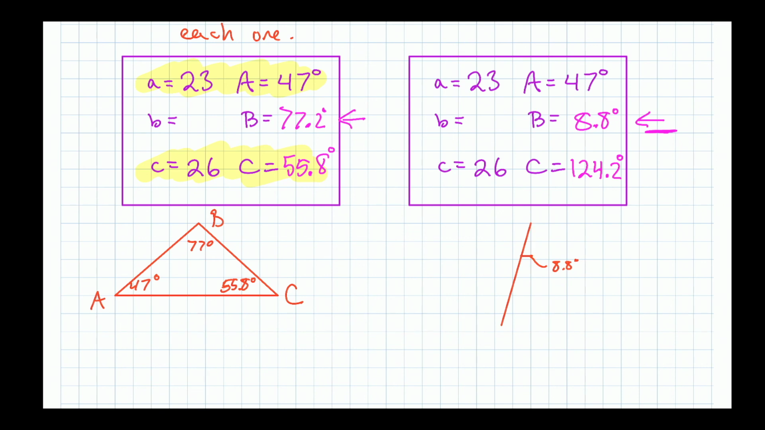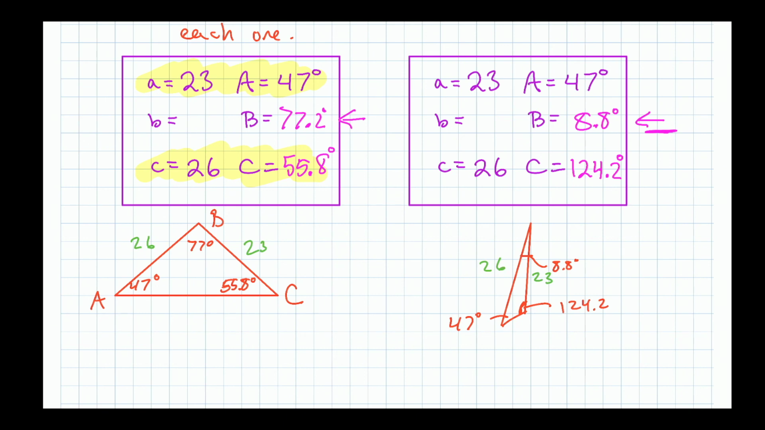Okay. Sorry, this is just tricky to draw. It's something weird like this, where this angle is 124.2, and this angle in this corner is 47 degrees still. So it's a weird one. Somehow they both have the same sides A and C. If the A here was 23, then the A here is 23. And if the C over here is 26, then the C over here is 26.